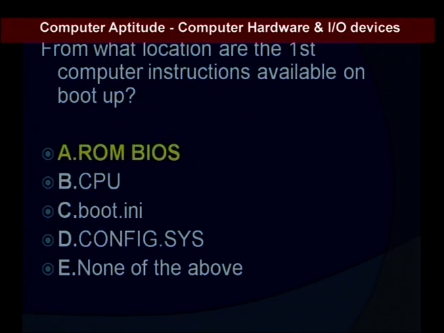From what location is the first computer instruction available on boot up? ROM, BIOS. BIOS means basic input output system. It starts with the ROM, read only memory, and it is also the basic input output system. It is the first computer instruction available on boot up.